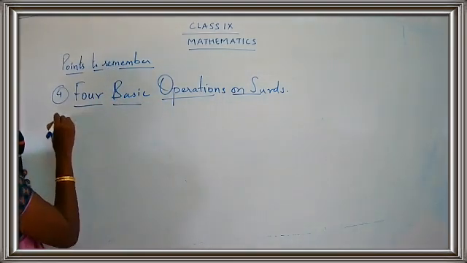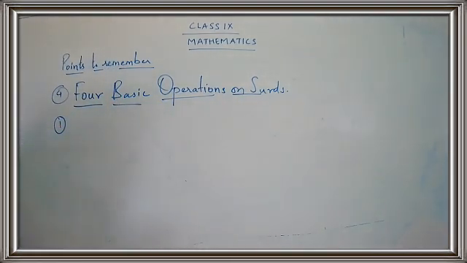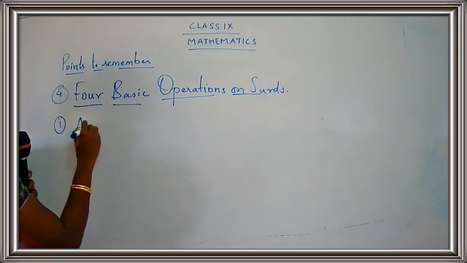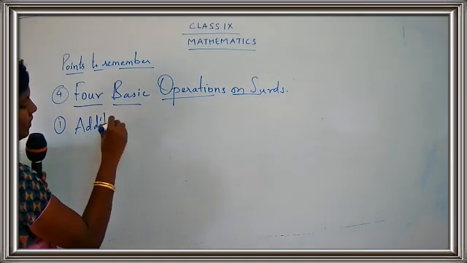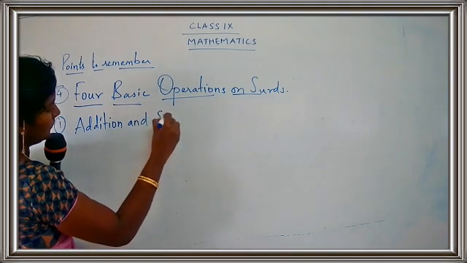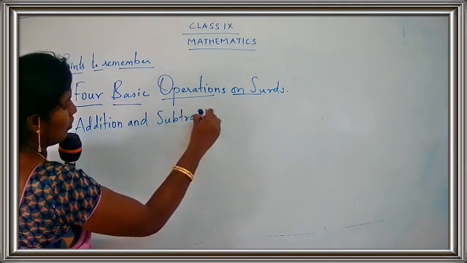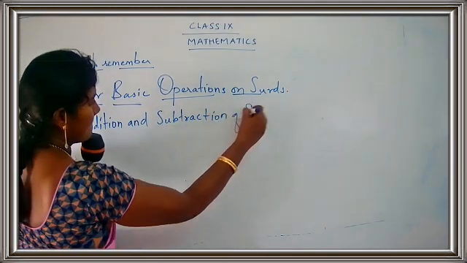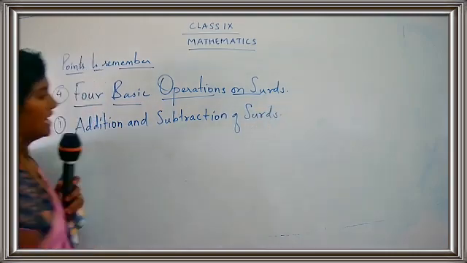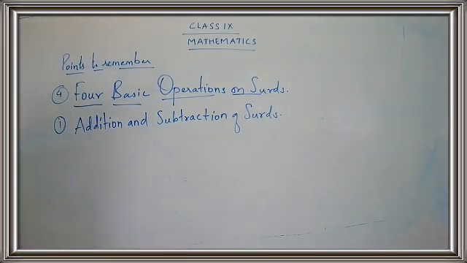Take on the first one. Under that, write down addition and subtraction of surds. We're just going to write the rules. We're not going to do any writing work there.